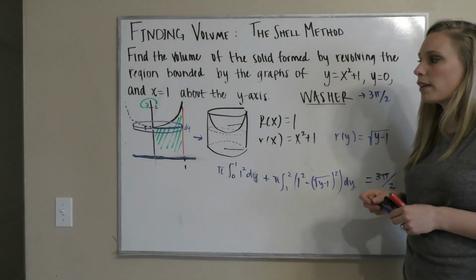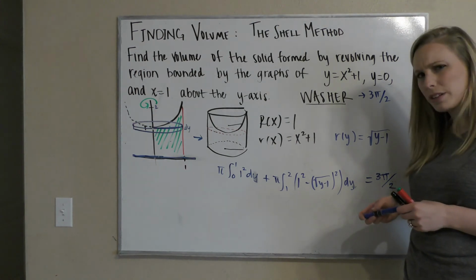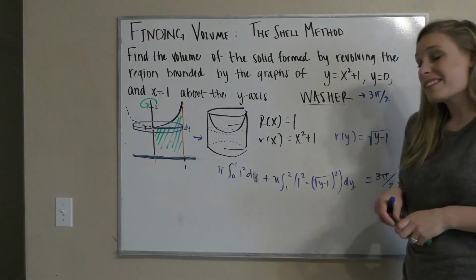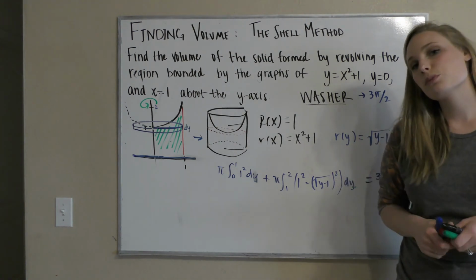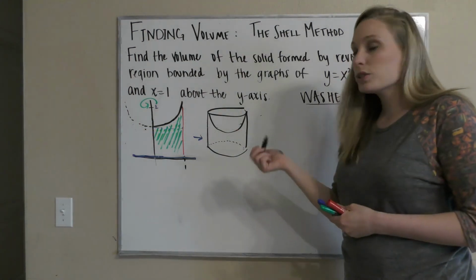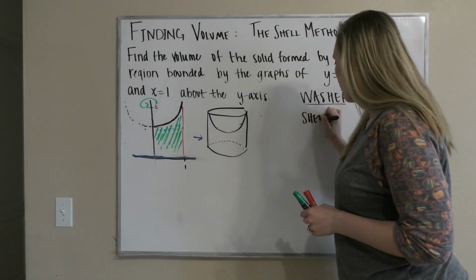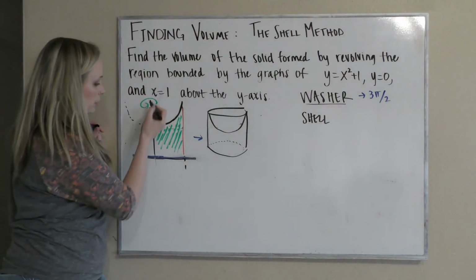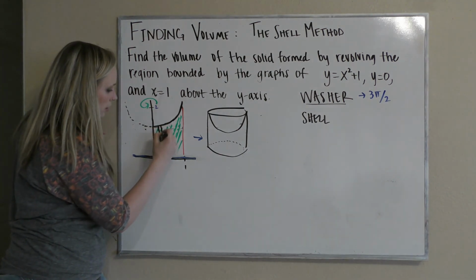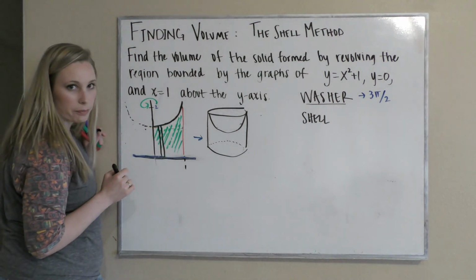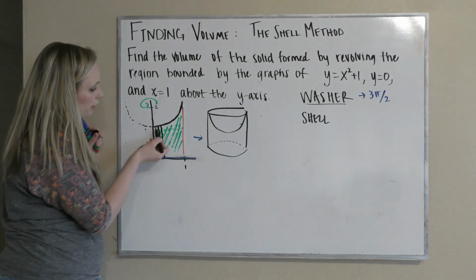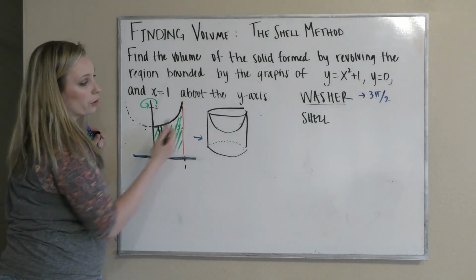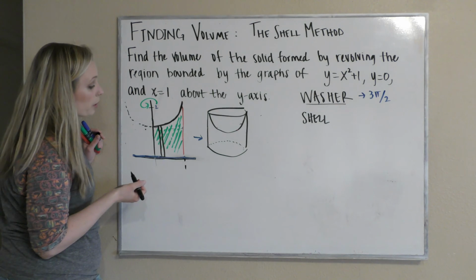Let's try this again, but let's use the shell method. And let's compare and contrast them. Let's see which one we like better in this particular case. And that's not to say that we'll like it better every case, but let's see which one we like better in this case. Okay, so using the shell method, we are going to make our rectangles parallel to the axis of rotation. So parallel to the axis of rotation, our rectangles are going to look like that. And so then we're going to swing that rectangle around, and we are going to make cylindrical shells that are going to fall within this. And that's how we're going to find our volume.